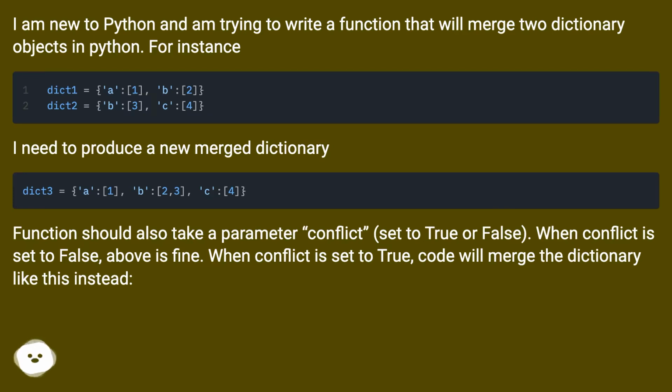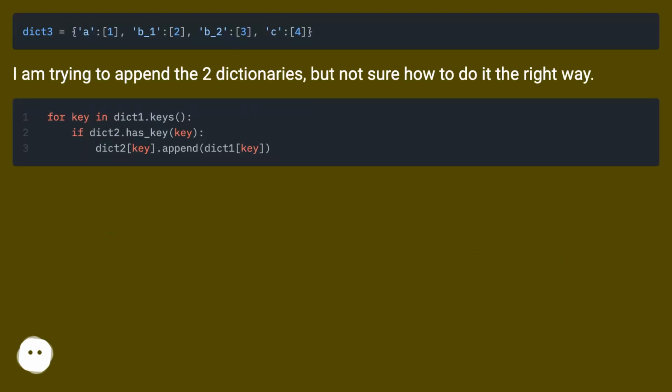Function should also take a parameter, conflict, set to true or false. When conflict is set to false, above is fine. When conflict is set to true, code will merge the dictionary like this instead. I am trying to append the two dictionaries, but not sure how to do it the right way.